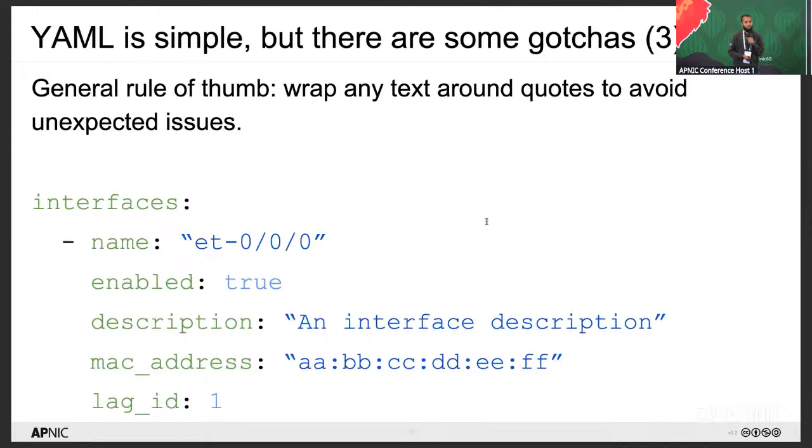Here's an example. As you can see, I have an interface and I used the double quote here. Then I have enabled true, and I don't really want true to be a string. I want its Boolean value, because that's how it will work as an interface, to be up or down. So I don't want this true within the quotes. So I just kept it like that.